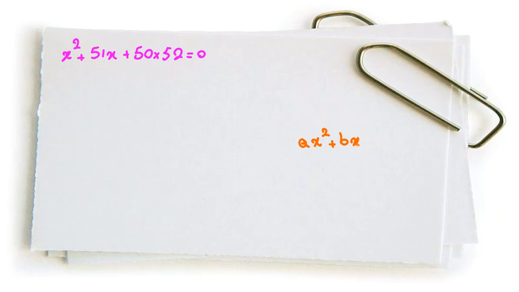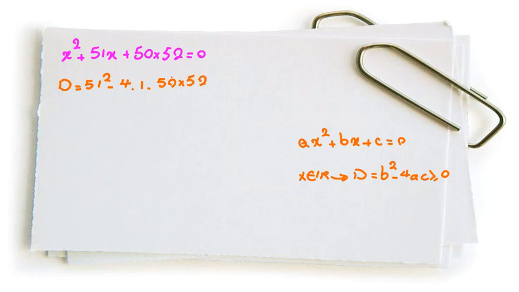Now, in the beginning of the solution, we said that x is a real number. By the quadratic formula, we know that if you have ax squared plus bx plus c equal to 0, and x is a real number, the discriminant, which is b squared minus 4ac, should be greater than or equal to 0. Here, the discriminant is 51 squared minus 4 times 1 times 50 times 52. It should be greater than or equal to 0.